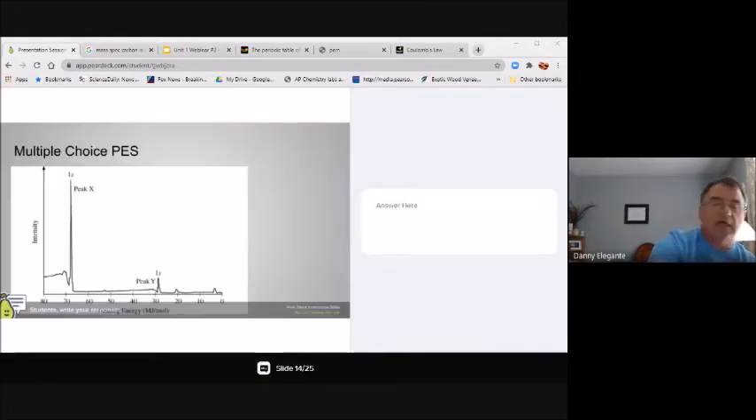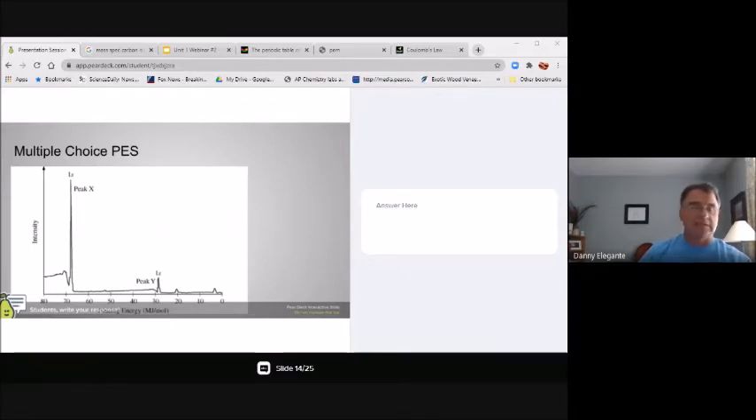So this is a multiple choice PES. All right, now here's the thing. Here's my question for you. There are 2 elements represented here. So peak X is one of the elements and peak Y is the other. One of the elements is fluorine and one of the elements is carbon.